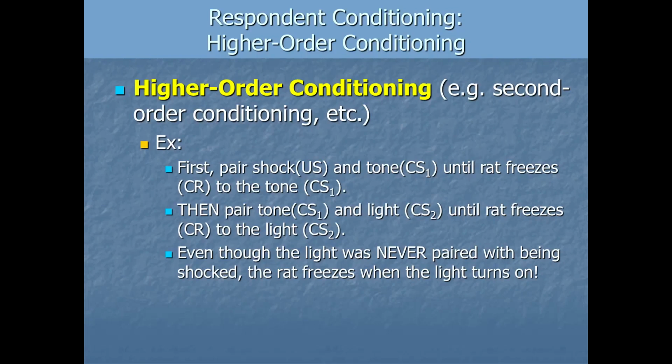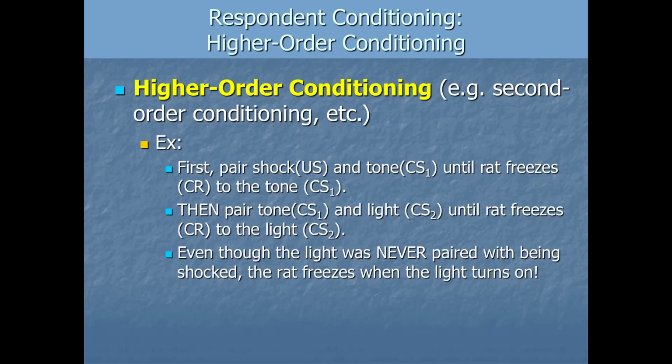Just something that it had learned to dislike sometimes showed up after the red light. In other words, the tone it had learned to dislike. That's enough for the rat to freeze to the light. That said, the rat is going to freeze less to the light than it does to the tone because of that further distance from the original painful US, the unconditioned stimulus.